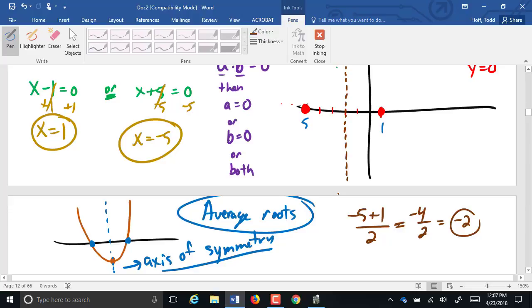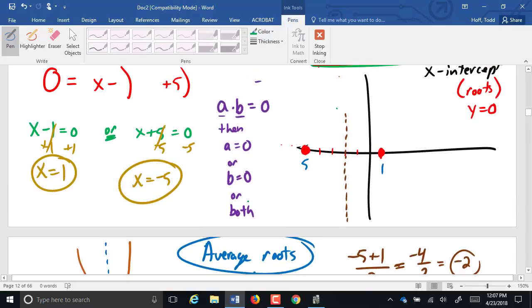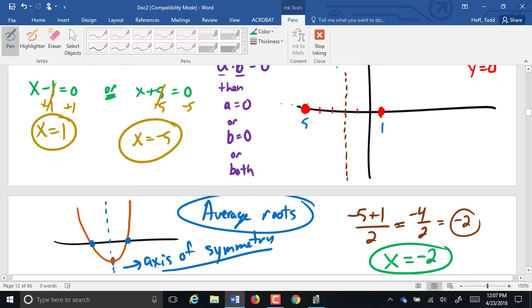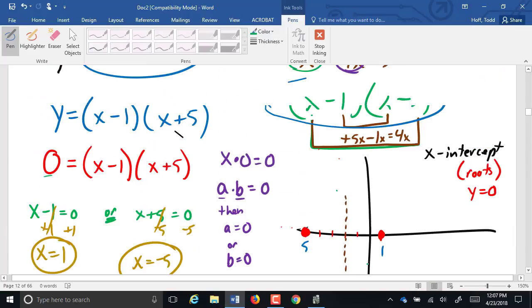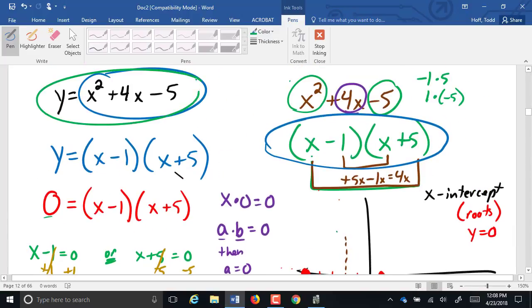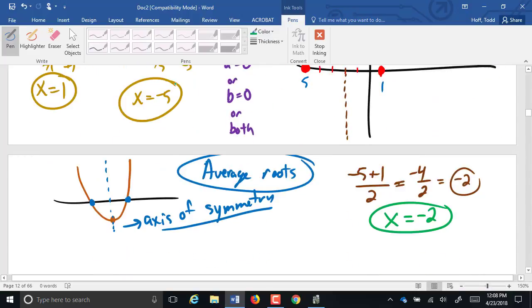Looks like that. Well, how does that help us find the vertex? Well, that just told us that the x-coordinate for the vertex is -2. How do we find the y-coordinate? We go back to our original equation. y equals x squared plus 4x minus 5.